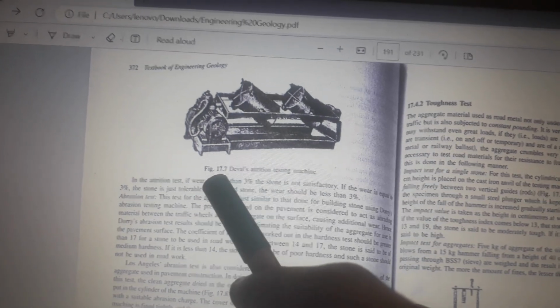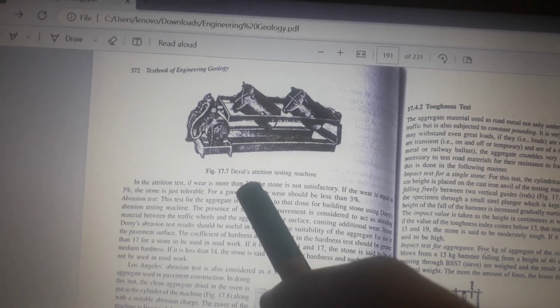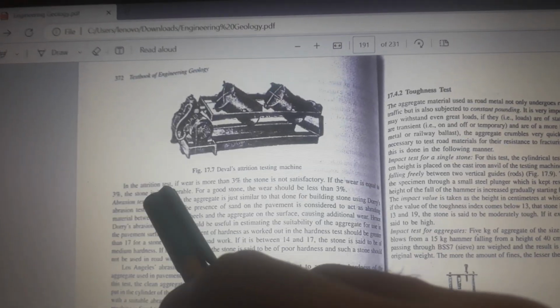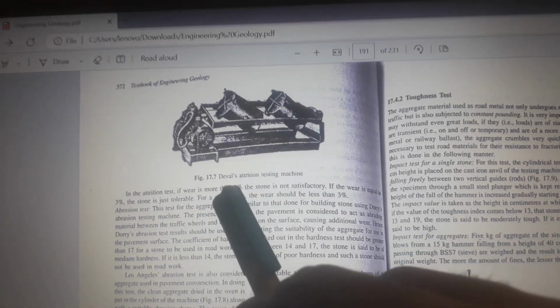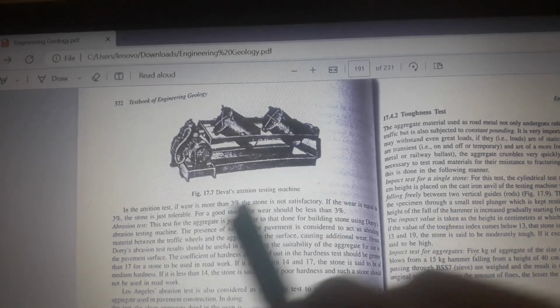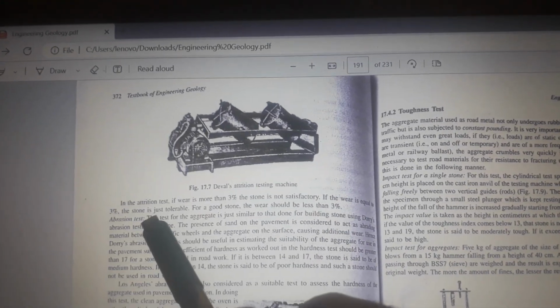In the attrition test, if the wear is more than 3%, the stone is not satisfactory. If wear is equal to 3%, the stone is just tolerable. For a good stone, the wear should be less than 3%. Abrasion test.